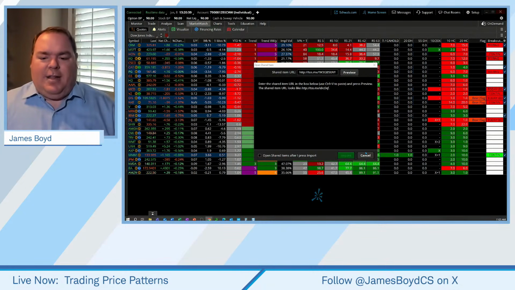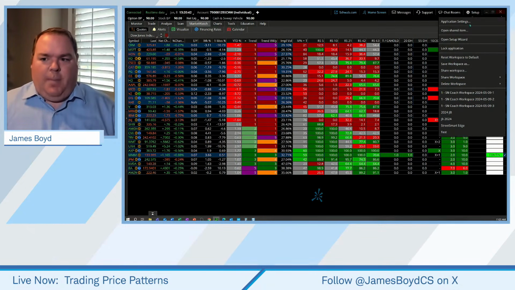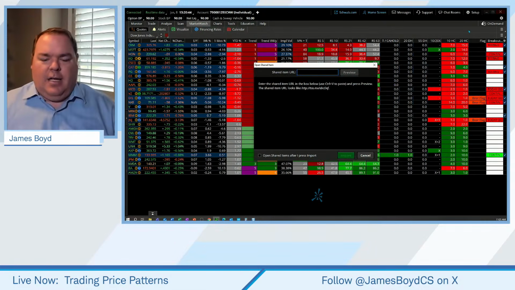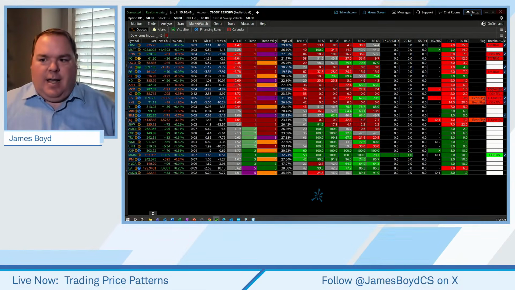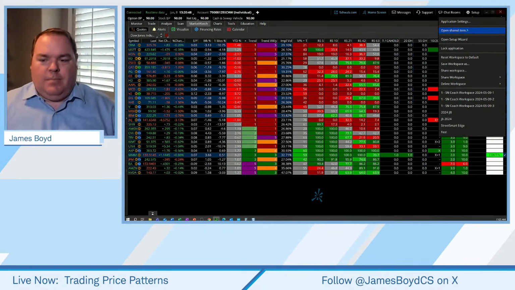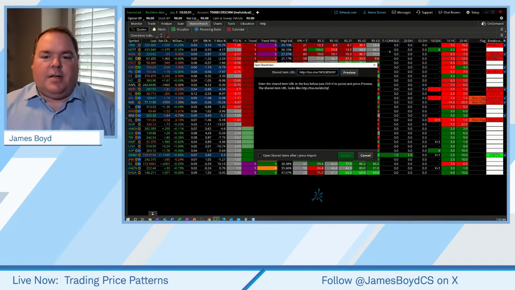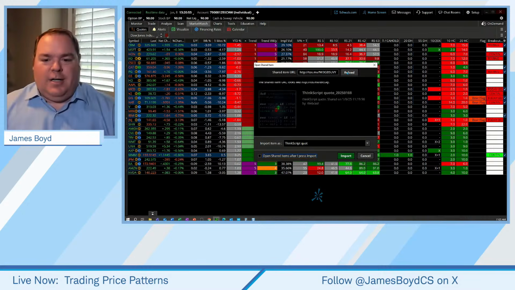So all we did there is go up to the very top right, Setup, Open Shared Item, click, okay? Setup, Open Shared Item, okay? And then just copy and paste. What do we do next? Well, let's preview it, okay?